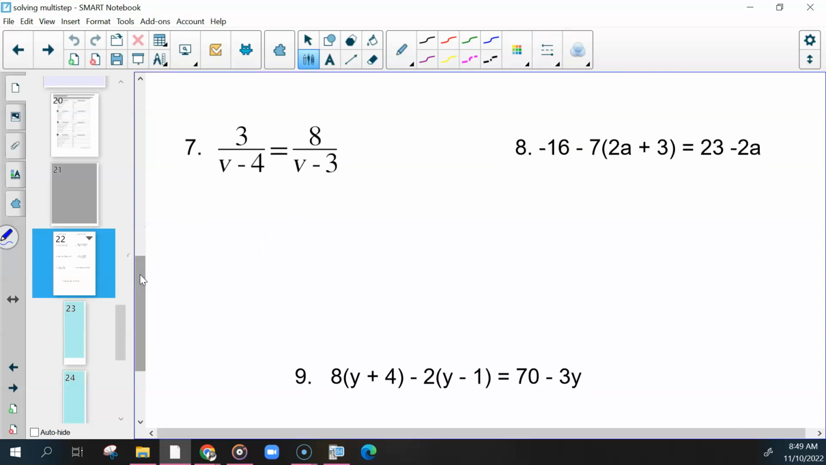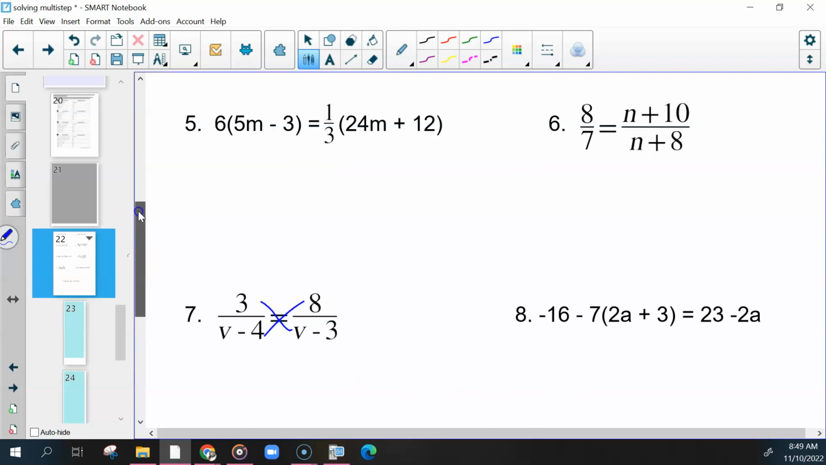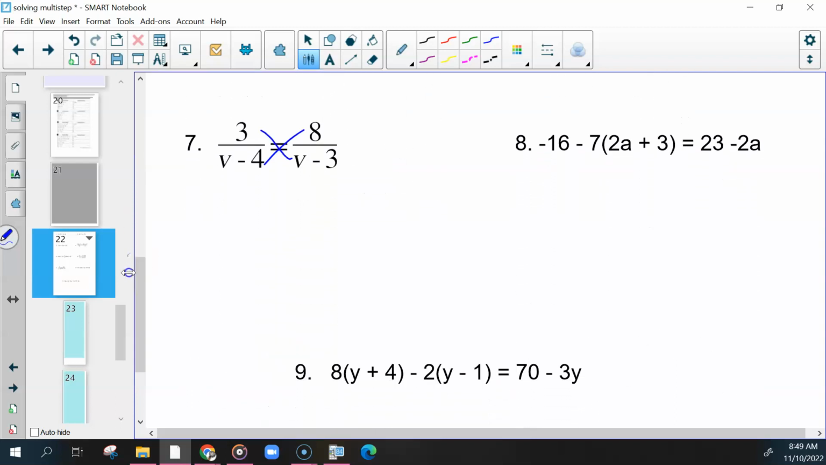What was the very first step? What was the very first thing we had to do? Cross multiply. So multiply the top to everything down here and this to everything down here. Anytime you have two fractions that equal each other, you're always going to do that. Whether you put this on this side of the equals or on the other side doesn't matter.